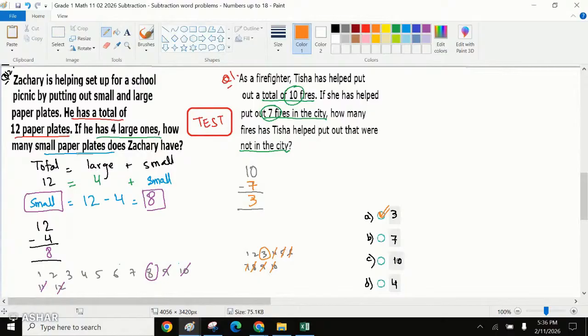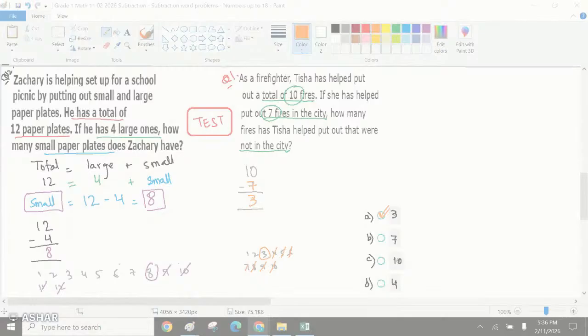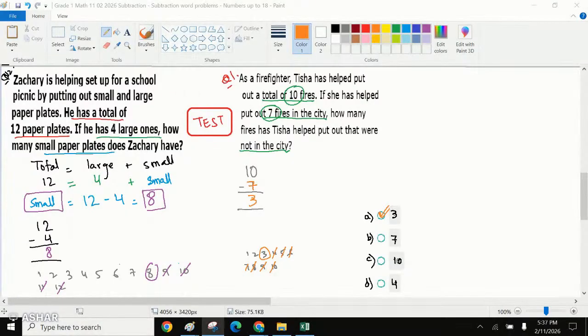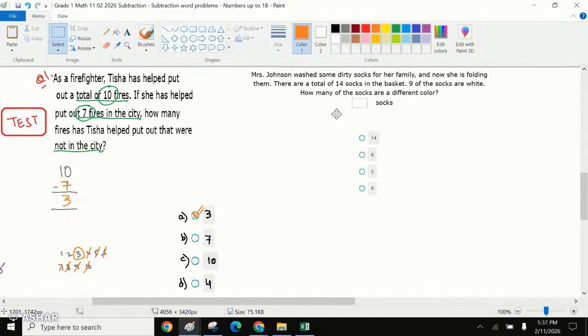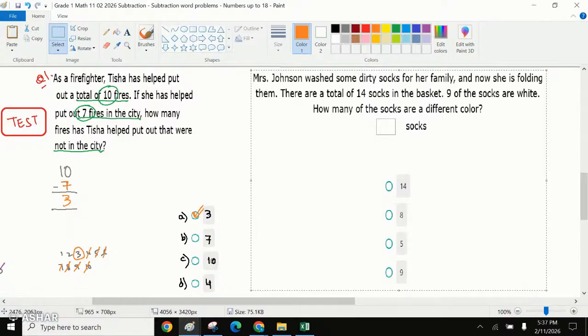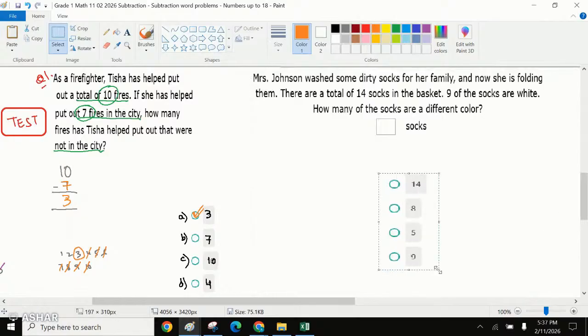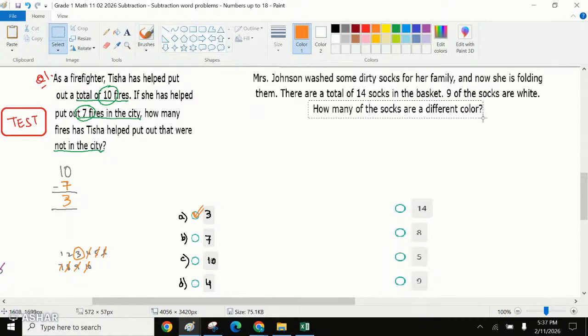Moving ahead to the next question. The next question says, Mrs. Johnson wanted some dirty socks for her family. She's folding them. Why would someone want dirty socks? Okay, but still that's a question we have. So let's try doing this. So the next question says, if these are the options given, I'll rephrase.